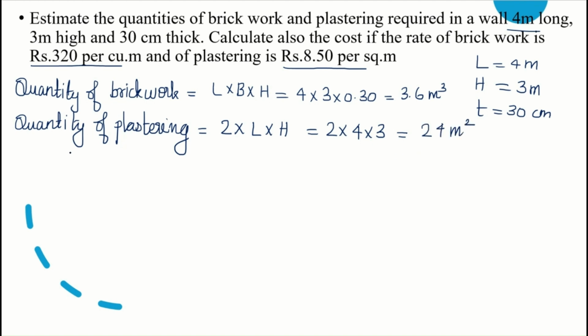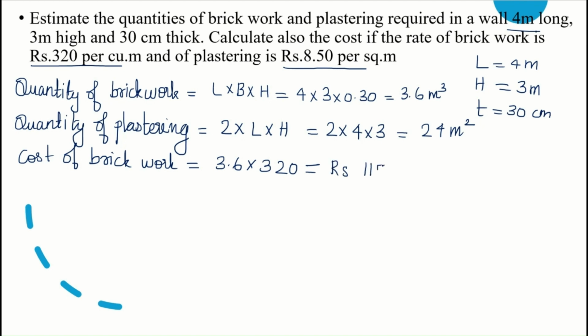Okay. Next, we can find out the cost of brickwork. Cost of brickwork is, we have 3.6 meter cube and for 1 cubic meter the amount is around 320 rupees. So 3.6 into 320, that is rupees 1152 rupees. Okay, that is the cost of brickwork.